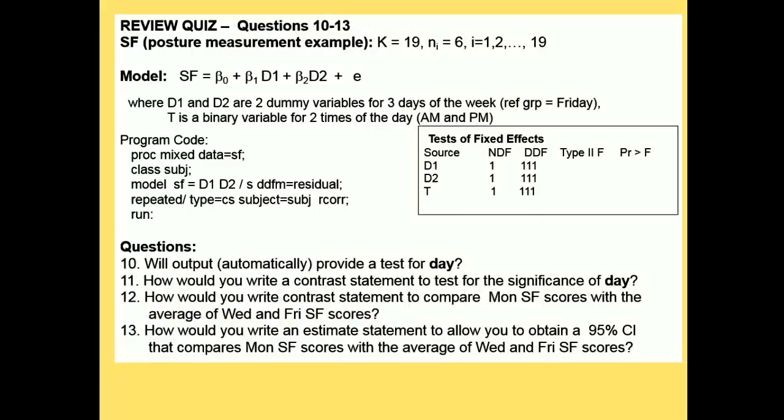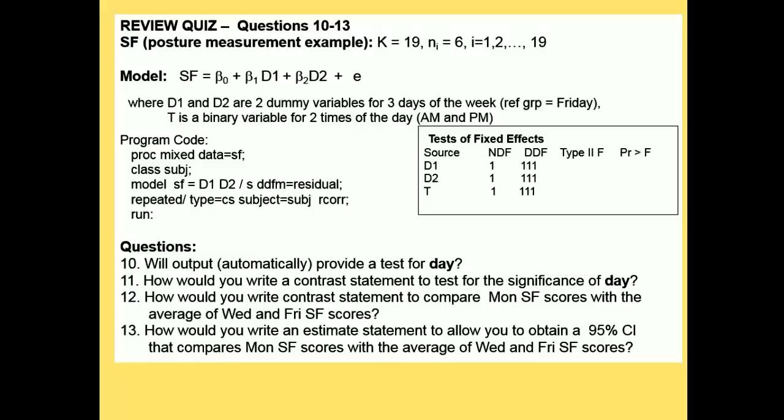Okay. Now, this model only has the day variable in there. It doesn't have the time variable in there. And here's the program code again. Will the output automatically provide a test for day? And here's the output. The answer is yes or no. In other words, do you need a contrast statement if you wanted to do a test for day, where there are 3 days? So the answer is no, it won't automatically, because you're going to have to put a contrast statement.